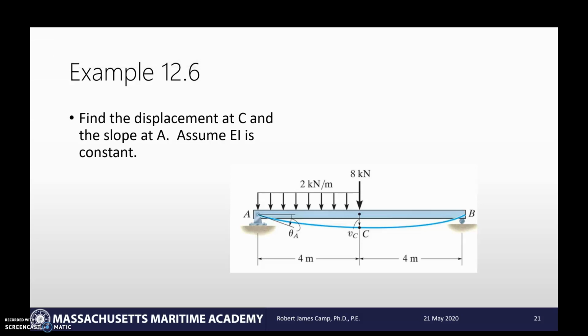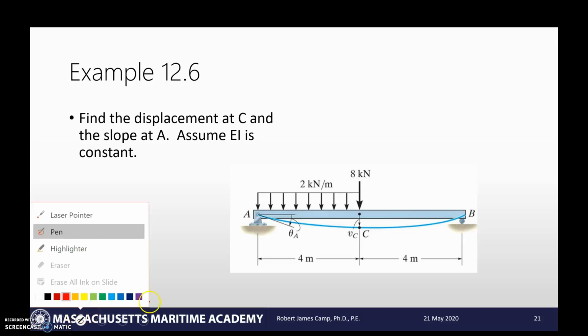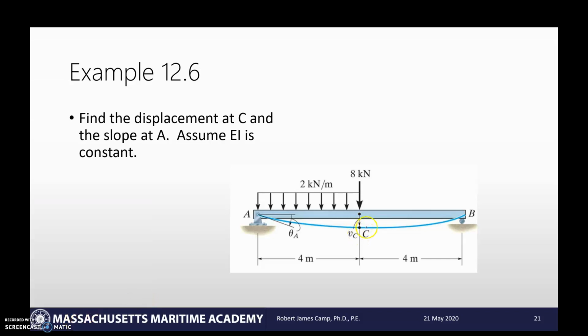Find the displacement at C and the slope at A. Assume that EI is constant. As I look at here, C is going to be right here in the middle. A is going to be the one-hand side.